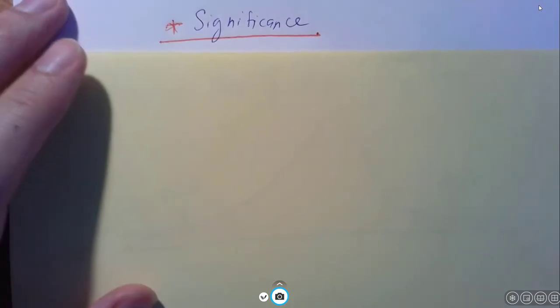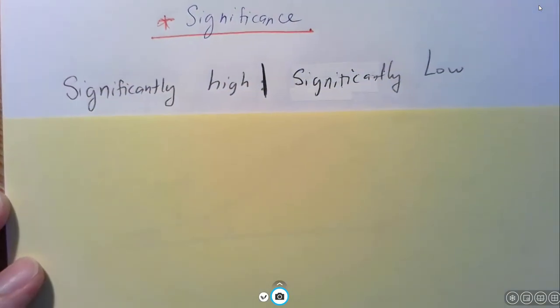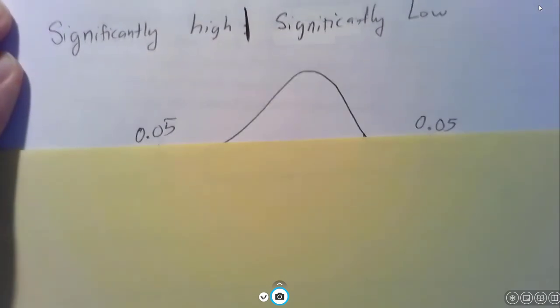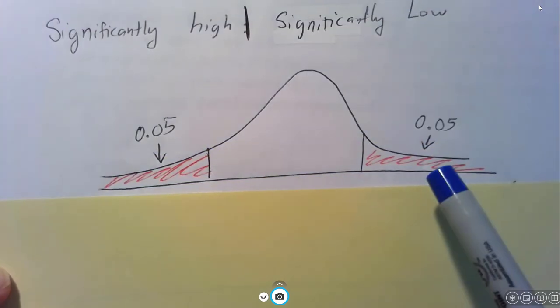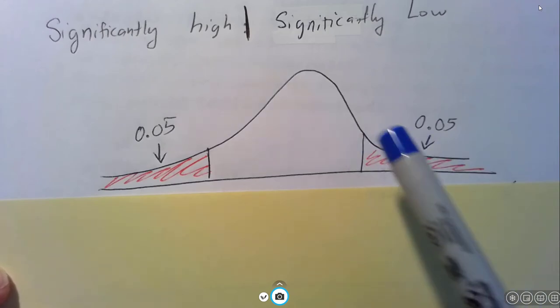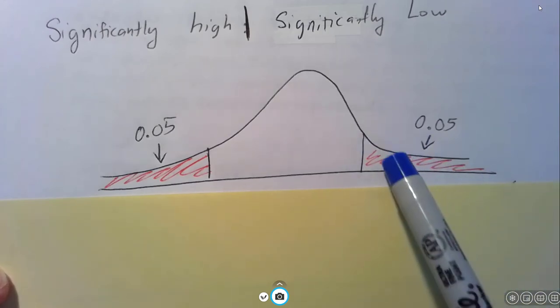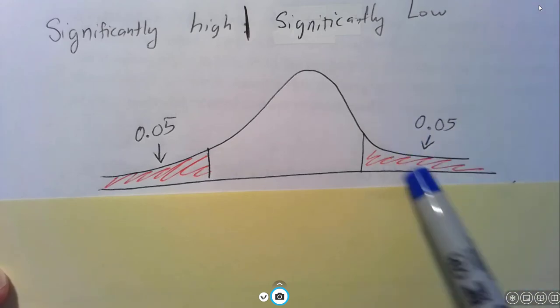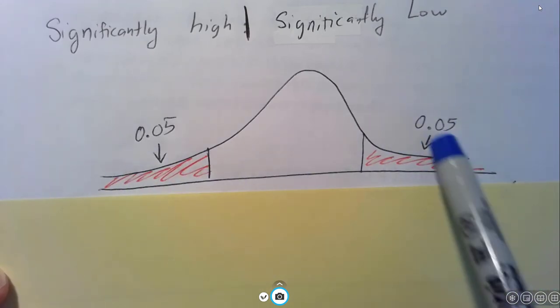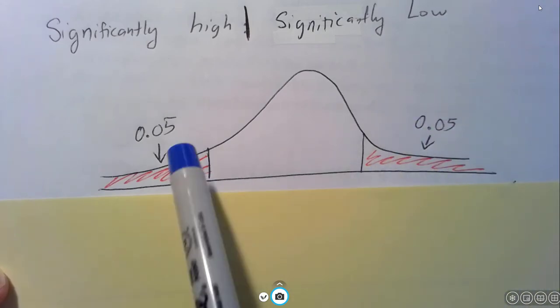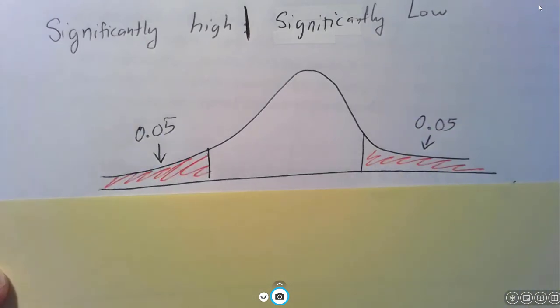So that's another topic called significance. We normally use the probability to find whether a value is significantly small or significantly high. As a rule of thumb, if the probability of x lies inside the top 5% or the bottom 5%, we consider that to be significantly high or significantly low.